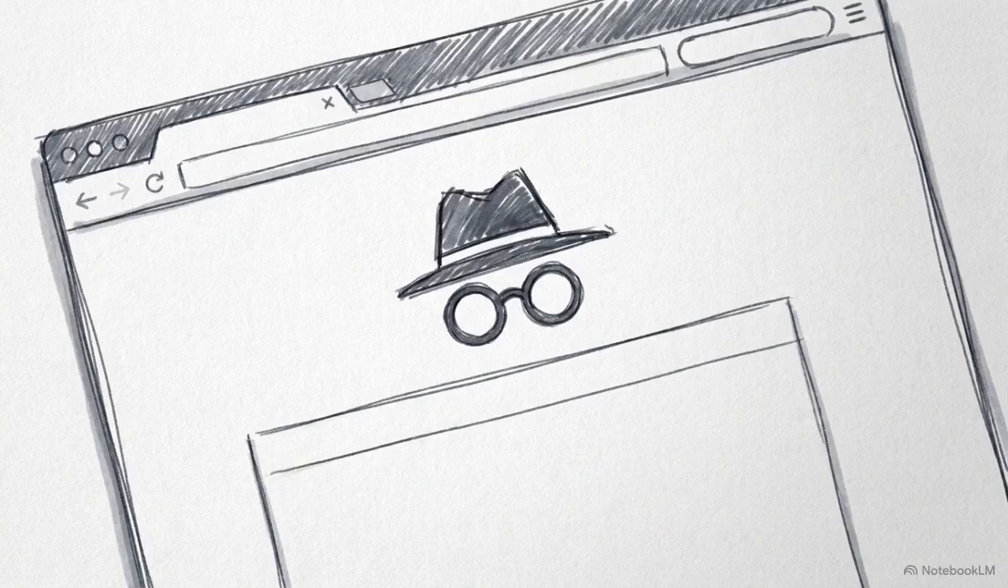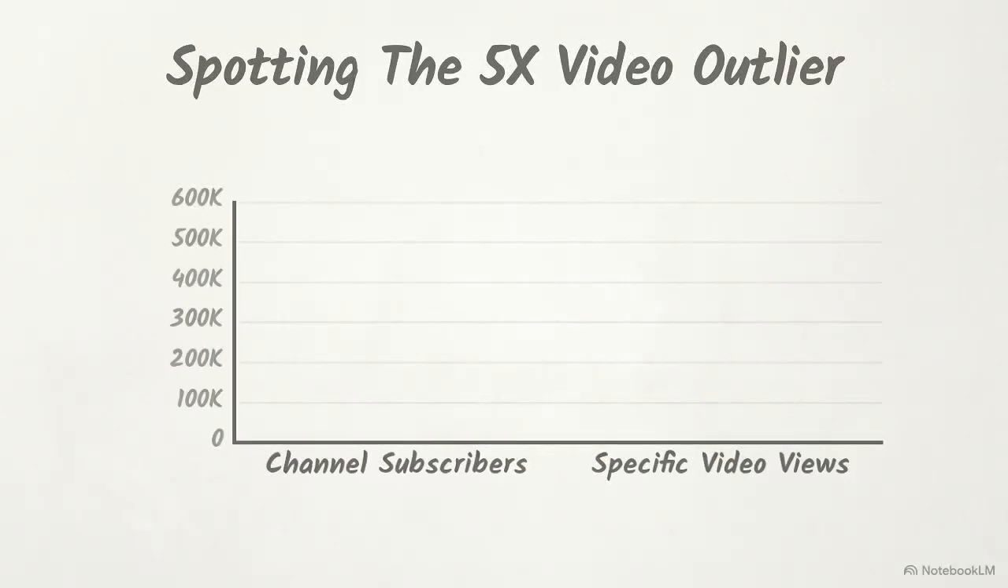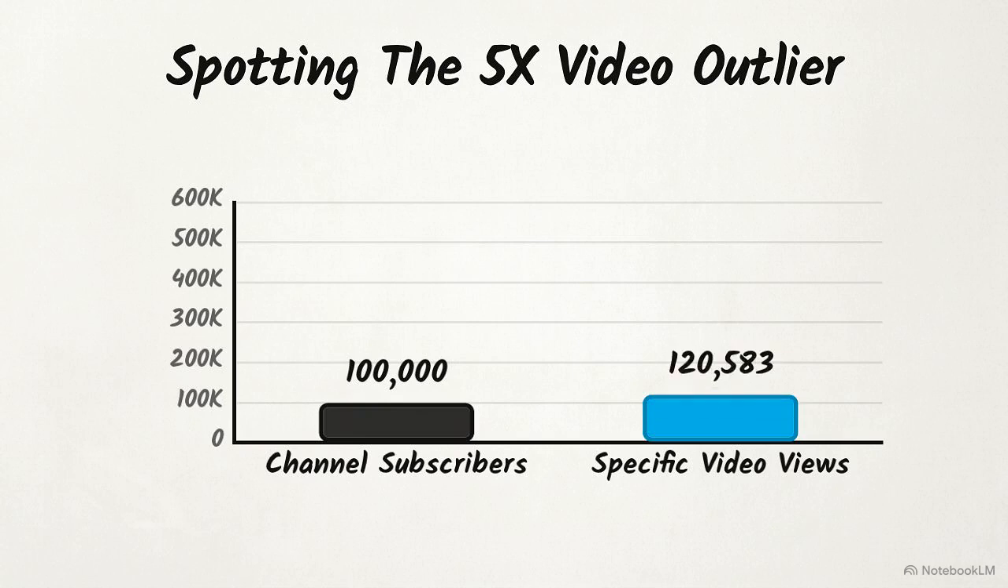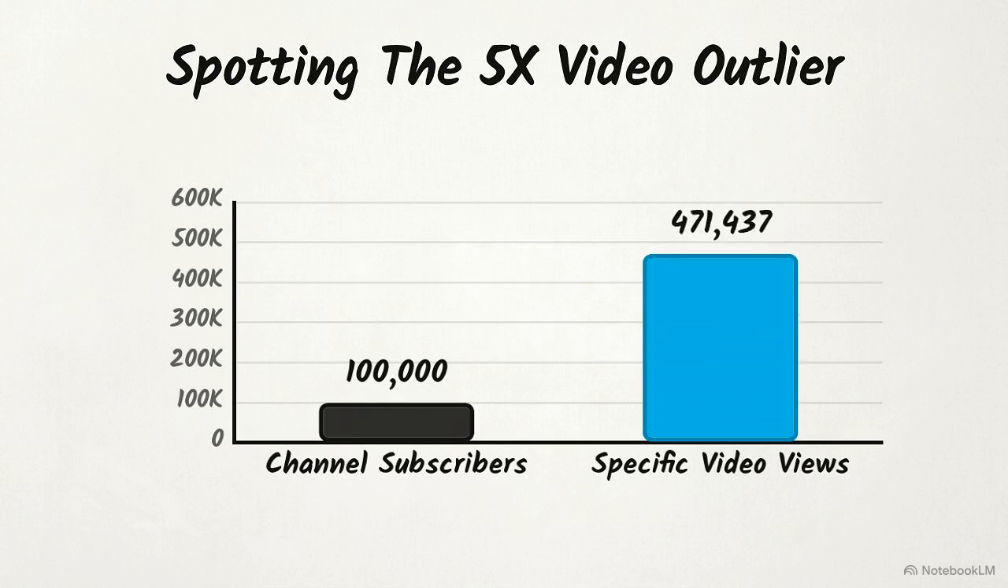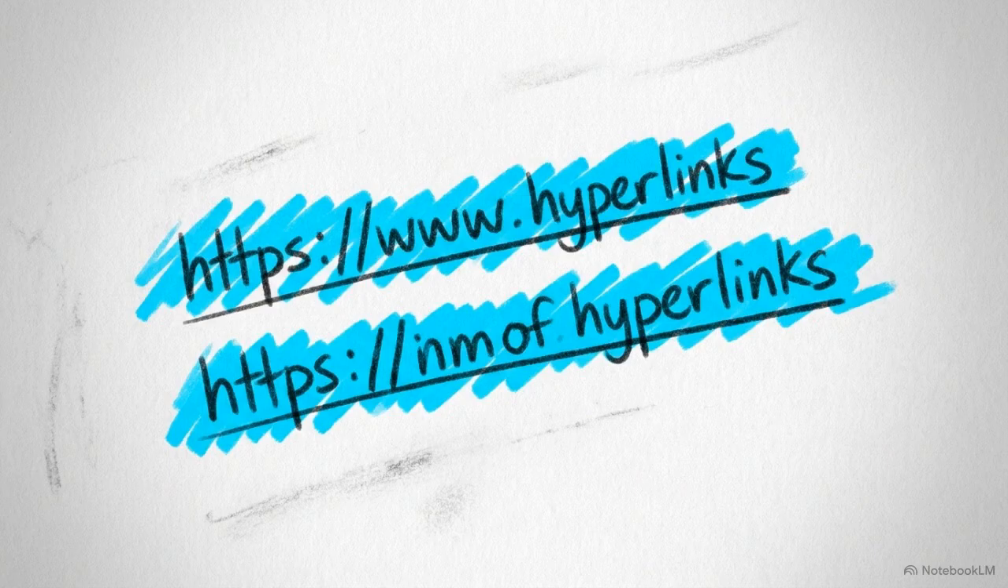Open an incognito YouTube window so your personal history doesn't skew the results. Search 3 or 4 keywords related to your topic, go to your filters, and sort strictly by view count. This chart shows the threshold for a true outlier. You are looking for a video that has pulled in at least 5 times more views than the hosting channel's total subscriber count. This ratio suggests the topic itself is driving the interest. Once you identify that overperformer, paste the link into your document.